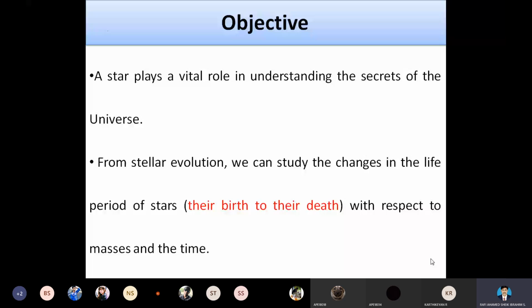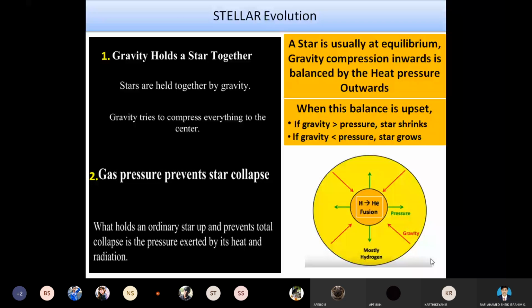Before going to the detailed study, we know that gravity holds the star together, and the gas pressure prevents the star from collapsing. There are two different types of forces acting on the medium, as we can see here. One is the inward force and another one is the outward force. The inward force is the gravitational force and the outward force is the pressure.